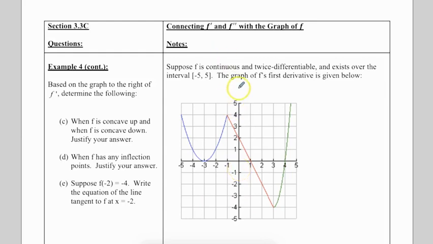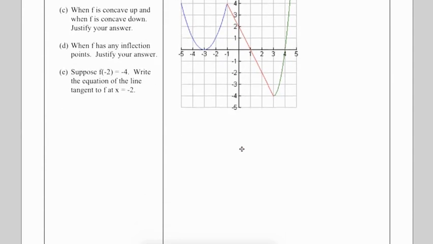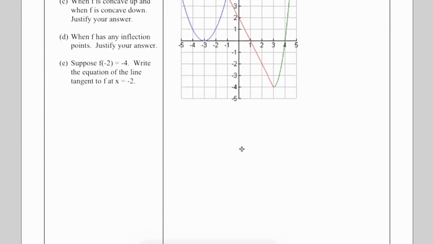So now, based on our graph of f prime, we are going to determine where f is concave up and where f is concave down. We'll justify our answer. So, okay, let's think about what we know about concave up. Concavity really tells us, we can define that, I guess, as thinking about the slope of the first derivative. So thinking about the slope's slope.